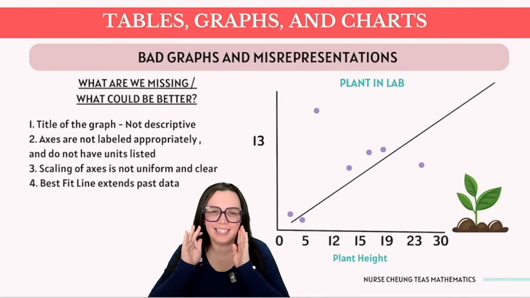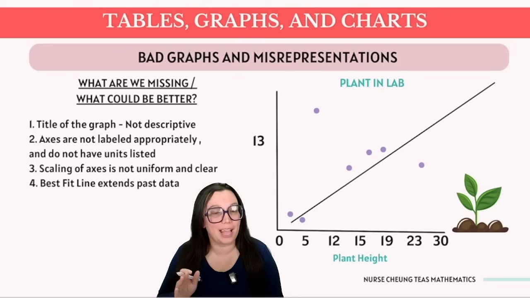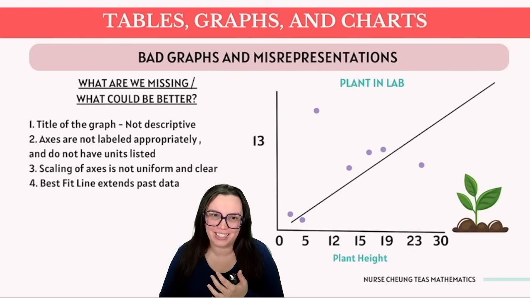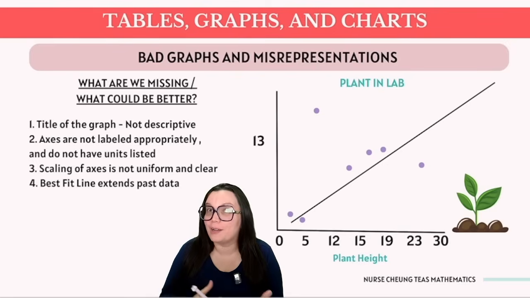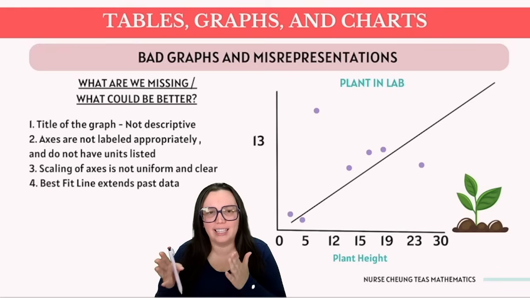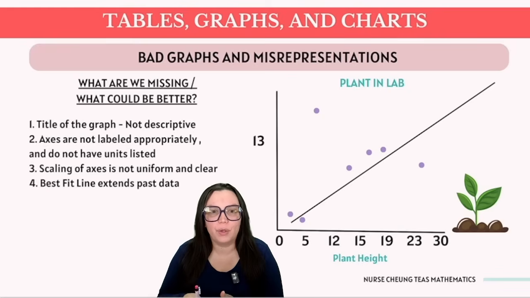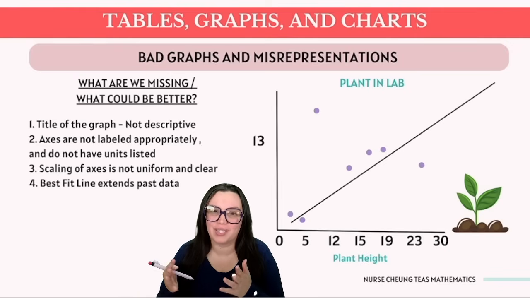One of the things that the TEAS loves to test you on is bad graphs and misrepresentations. What are we missing? What could be better about our graphs? Let's take a look at an example of a bad graph, focusing on one that's supposed to show how different amounts of fertilizers affect plant growth.